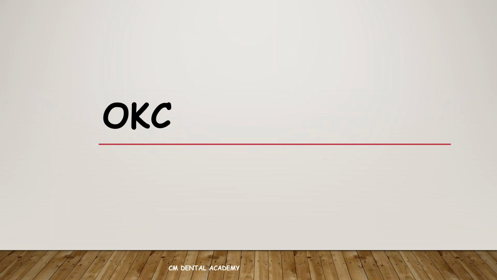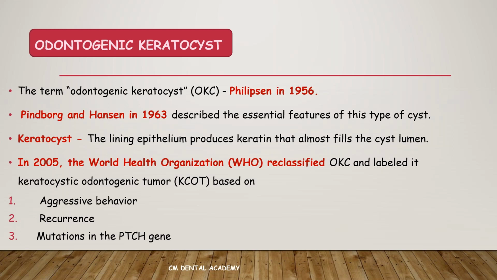Cysts are broadly classified as odontogenic cysts and non-odontogenic cysts. Odontogenic cysts are further classified as developmental cysts and inflammatory cysts. Odontogenic keratocyst is a developmental cyst. The term odontogenic keratocyst was first coined by Philipson in 1956. Later, the essential features of the lesion were described by Pinborg and Hansen in 1963.